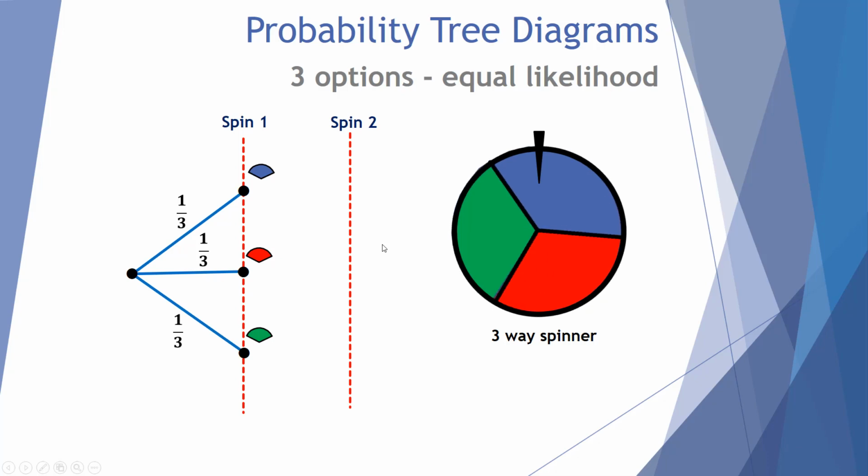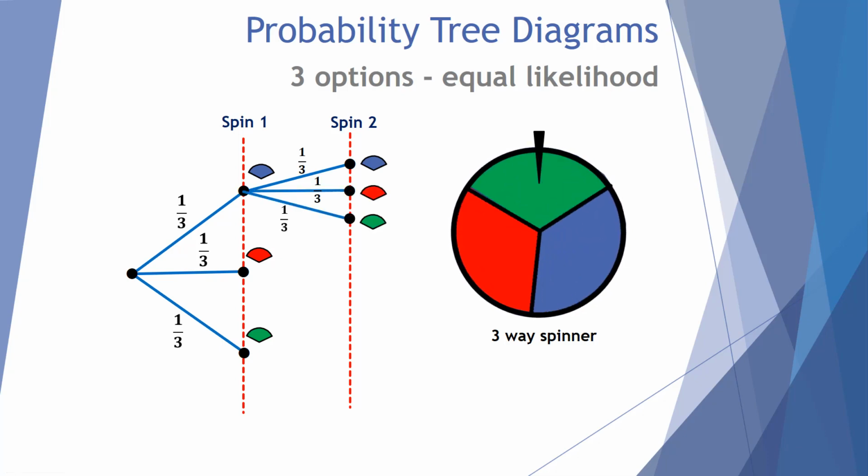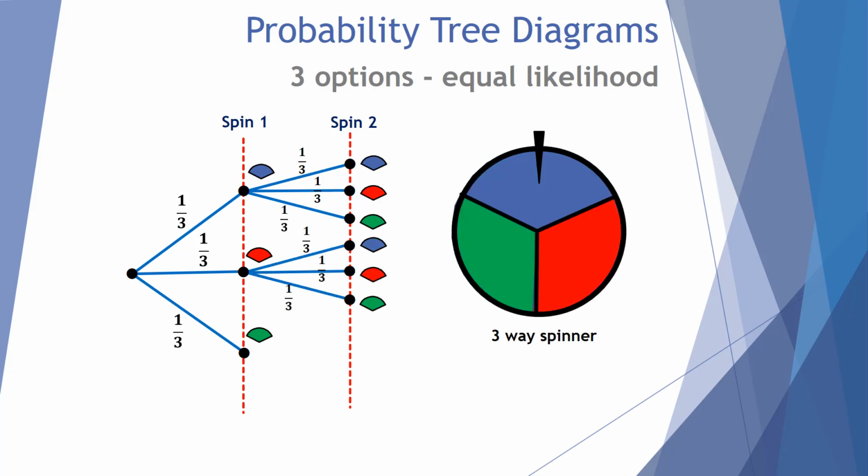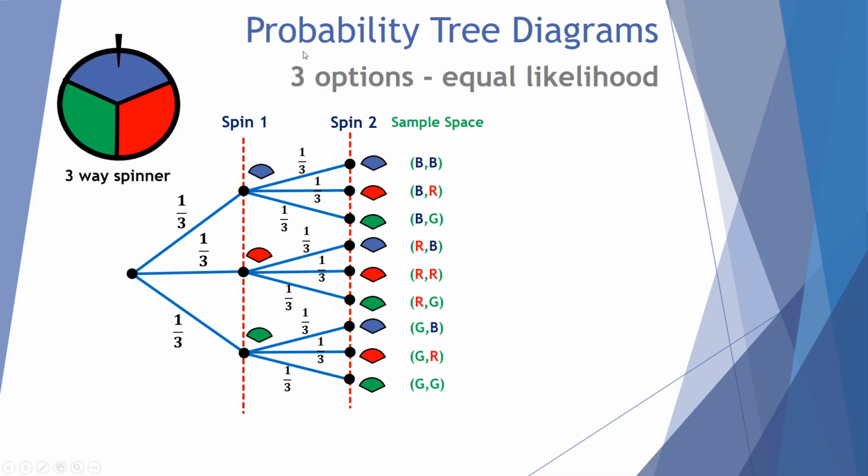If I was to repeat that spin again, I've got a 1 in 3 chance for blue, another 1 in 3 chance for red, another 1 in 3 chance of a green. They're all equally likely. And that would be repeated again. So there's all the possibilities for 2 spins of a three-way spinner. So our sample space again, all the possible combinations going from 2 blues right through to 2 greens.